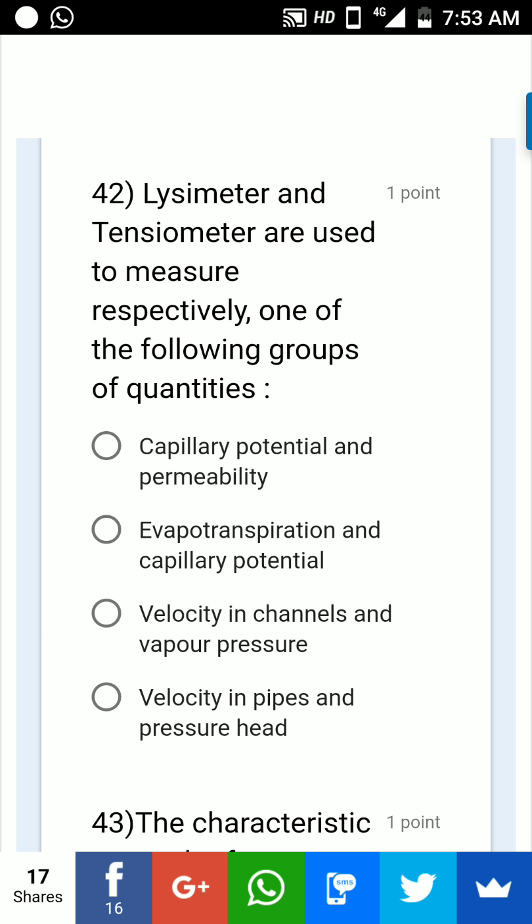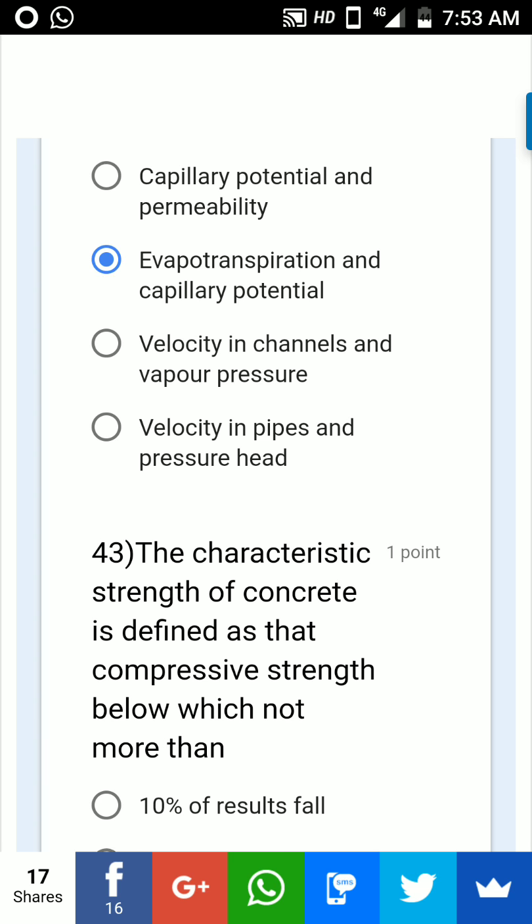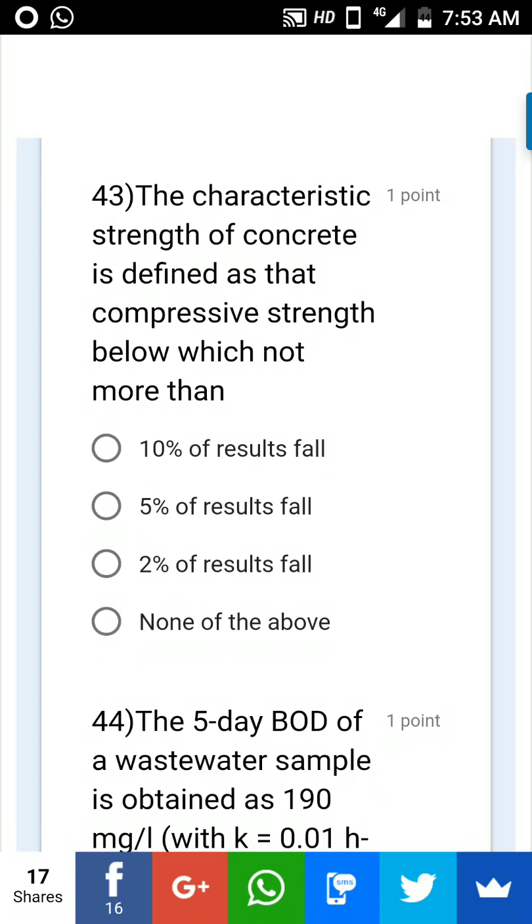Lysimeter and tensiometer are used to measure, respectively, evaporation and capillary potential. The characteristic strength of concrete is defined as that compressive strength below which not more than 5% of results fall.